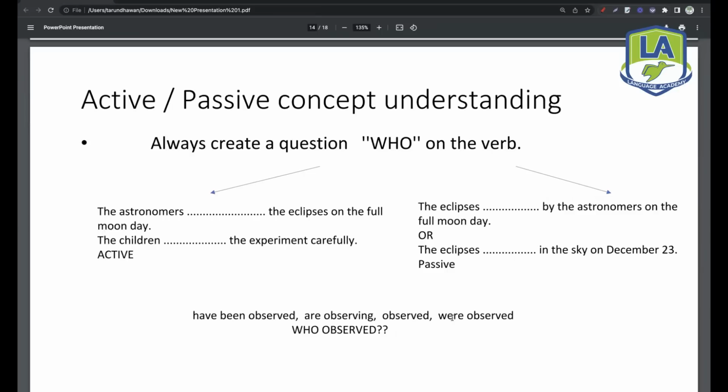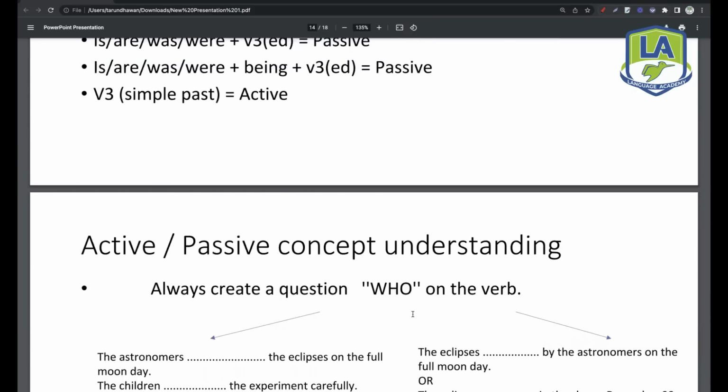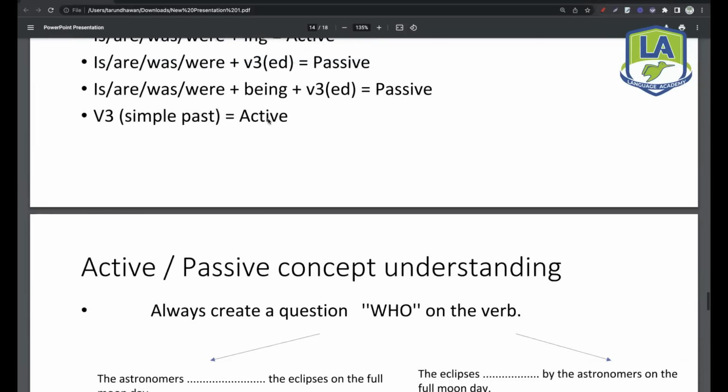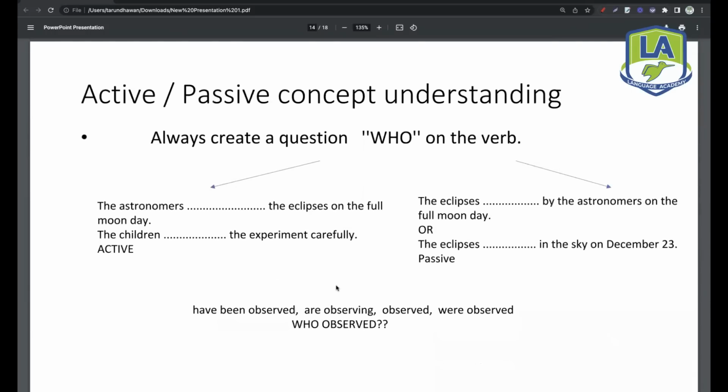So for example, simple past tense, we did that. Simple past tense is active voice. If we have was, were with ed, it's passive voice. So this is what you already know because you have learned it. So have been observed is passive. Are observing is active. Observed is active. Were observed is passive. So you already know this.